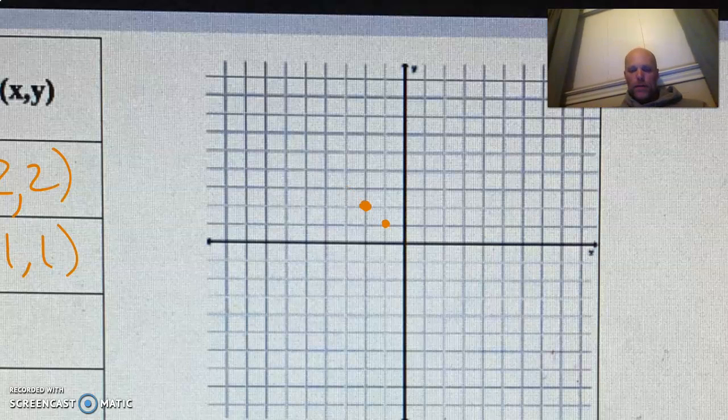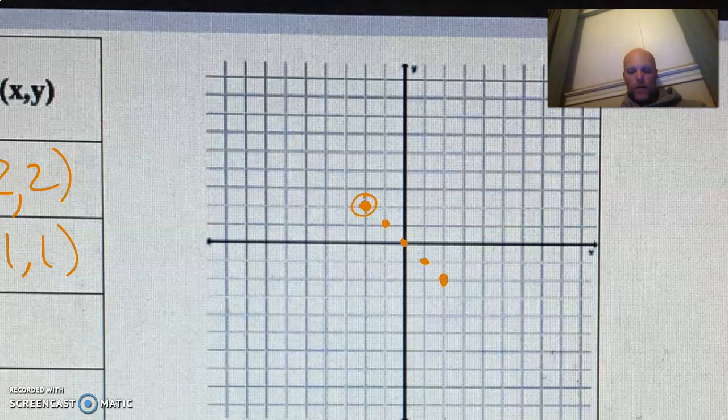Notice that this first one we plotted right there. Then the next one was down 1 over 1. So I'm guessing this one is down 1 over 1. Down 1 over 1. See how that works? Okay, down 1 over 1.